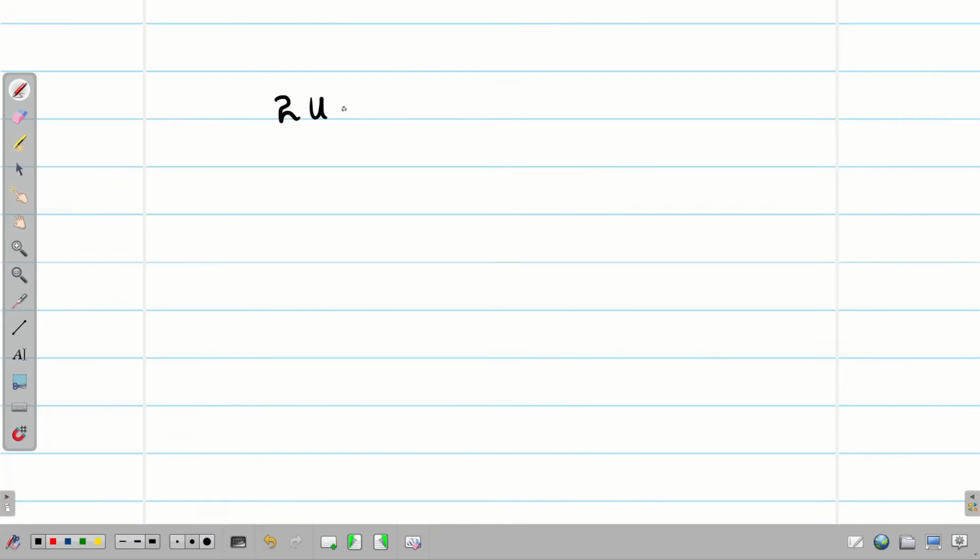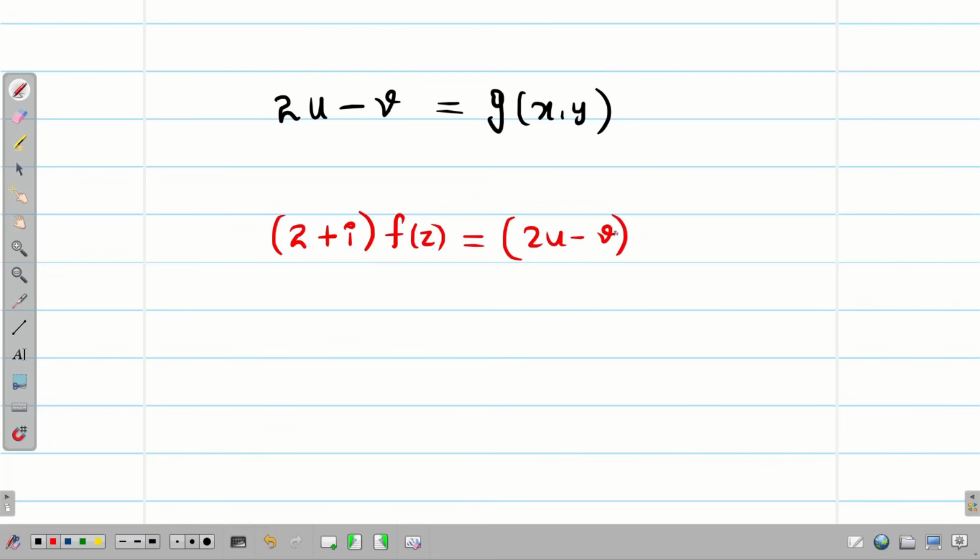Similarly, suppose you have a problem like 2u minus v is equal to some function g of x comma y. How to express this? I can write this as 2 plus i because I have minus here. So 2 plus i into f of z is equal to 2u minus v plus i into, I have to exchange u and v, so I will write 2v and u here. Since we have negative here, we can put positive.